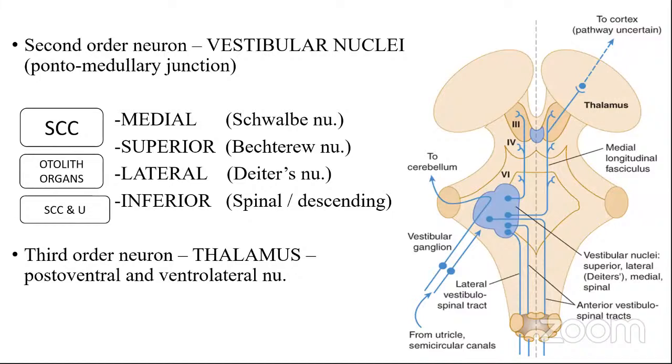Then the third order neuron is located in the thalamus, mainly the posteroventral and ventrolateral nucleus of the thalamus. So the first order neuron is present in the vestibular ganglion, the second order neuron in the vestibular nuclei at the pontomedullary junction, and the third order neuron in the thalamus.